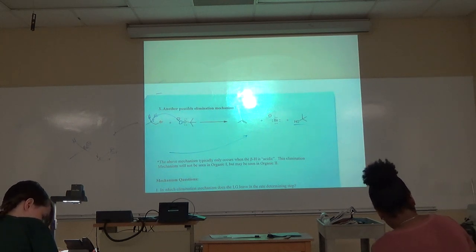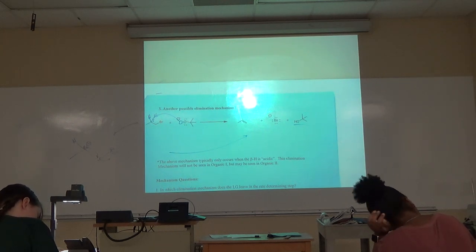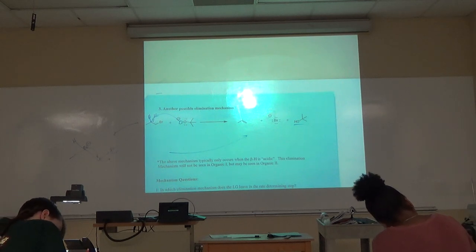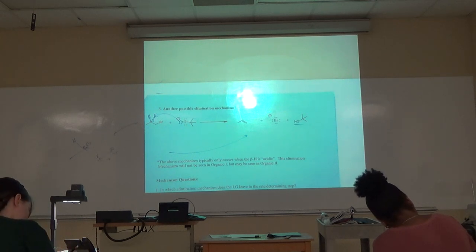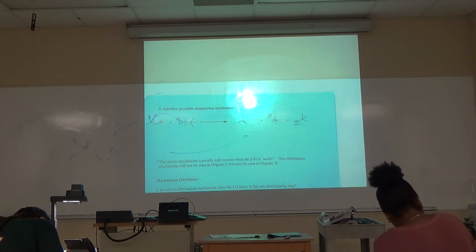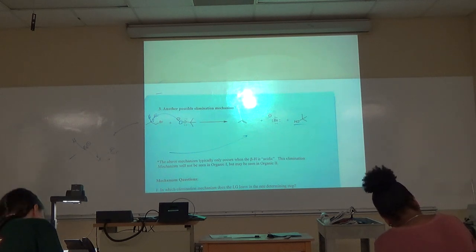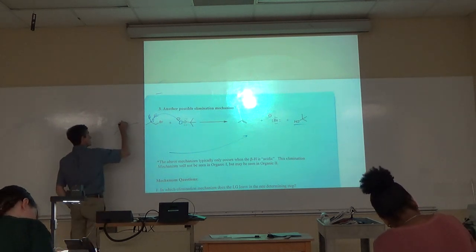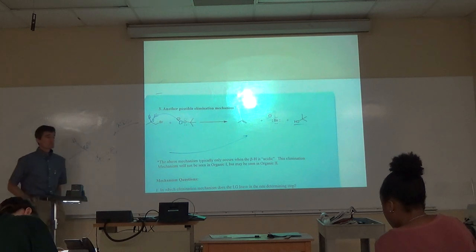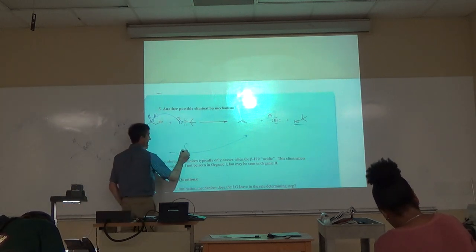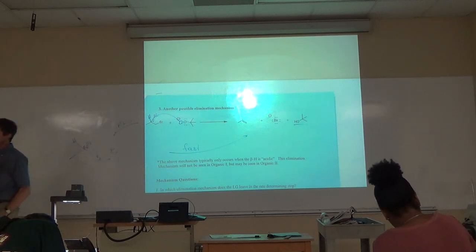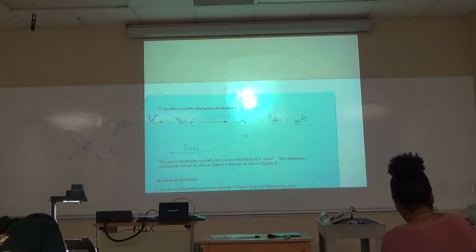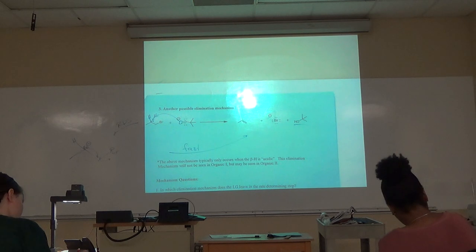That's neither E1 nor E2. E1 involves making a carbocation just like SN1. E2 is concerted, all at the same time. This is where you make a carbanion. This would be the rate determining step. This would be fast in this mechanism. Such a mechanism is known, but not in this class and not for this type of reaction here.